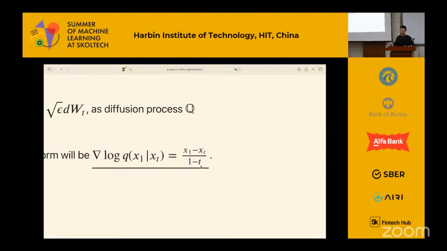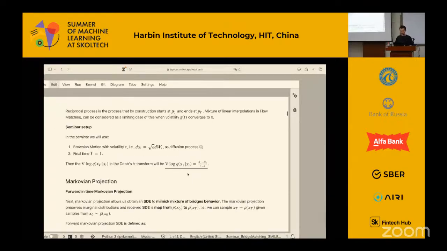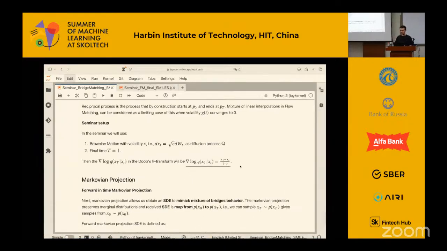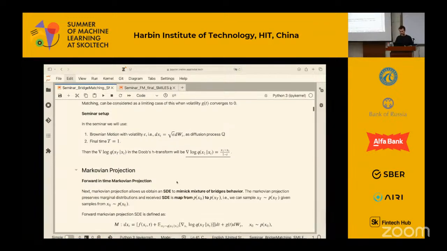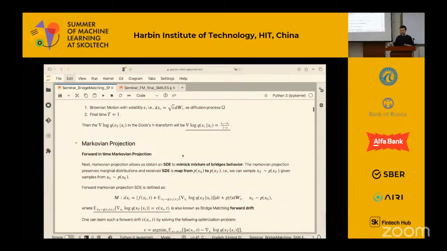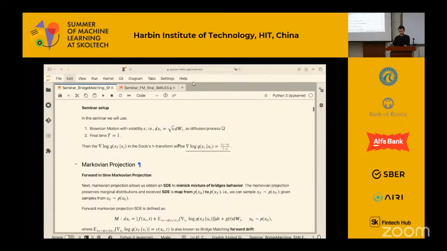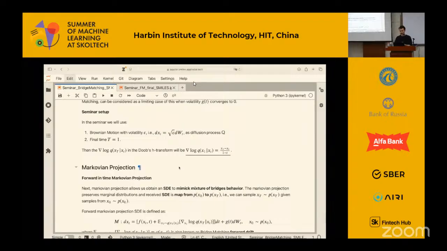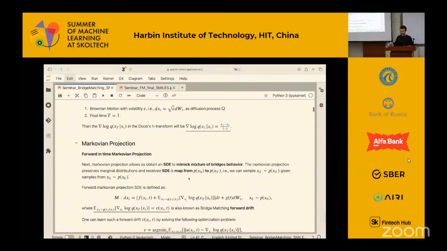So yeah, you can also see flow matching as a particular case of this bridge matching framework. So okay, great. Now we have all this prior process, diffusion bridge, Doob's h-transform, and reciprocal processes. Then we want to learn a stochastic differential equation that tries to somehow mimic the behavior of this mixture of bridges that we just derived. Okay, cool. How do we do it?